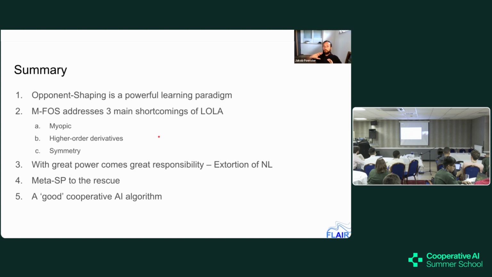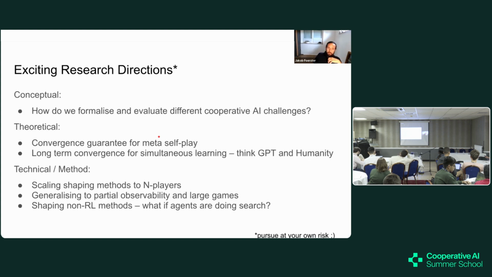So first of all, the first principal is incentivized to use MFOS, but then as the other principal also uses MFOS, we get socially optimal outcomes back in the IPD. And based on our limited empirical evaluations, this is a good cooperative AI algorithm, according to my informal definition. And I think there's a lot of exciting research directions ahead. So in particular, on the conceptual side, how do we formalize and evaluate different cooperative AI challenges? Theoretically, what about convergence guarantees for meta self-play?